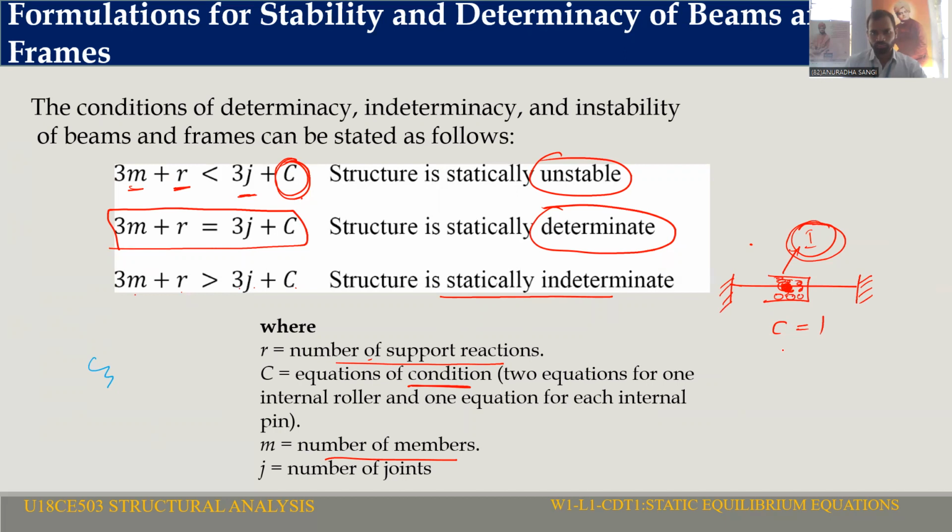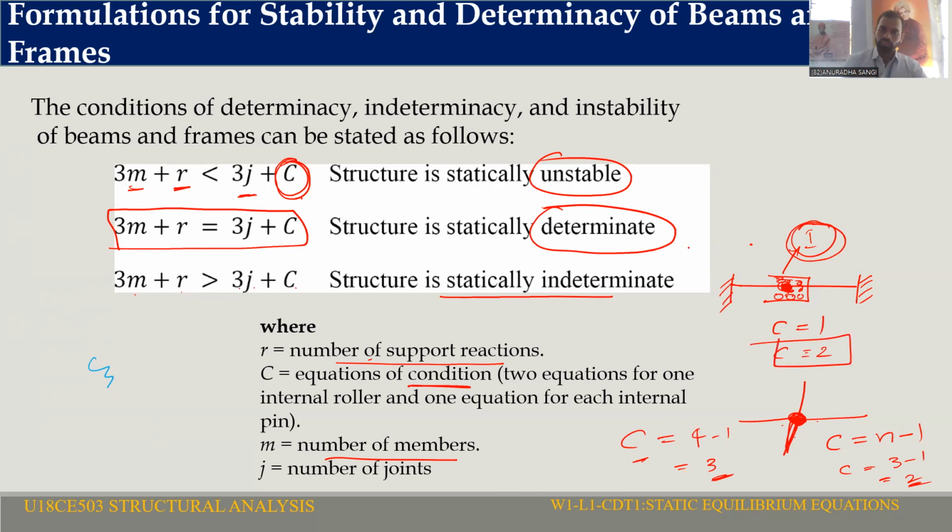In case of an internal roller, the c value will be equal to 2. In case of this particular joint, here also a pin is there. In that particular case, c will be equal to n minus 1, the number of members meeting at the joint minus 1. So c will be equal to 3 minus 1, that is equal to 2. If 4 members are meeting at this joint, then c will be equal to the number of members meeting at the joint minus 1, so 4 minus 1. In this case, c equals 3. But this is applicable if it is a pinned joint. If it is a roller, directly the c value will be equal to 2.